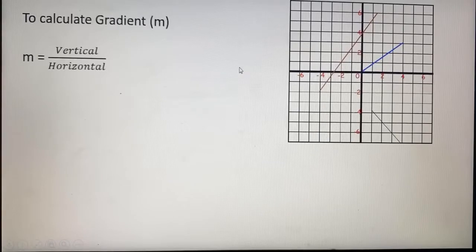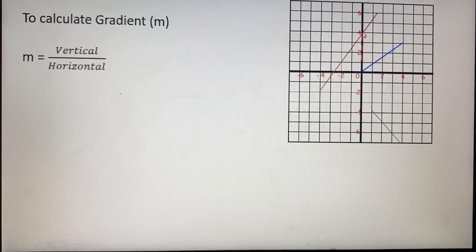A very straightforward, simple way of doing that is thinking about the vertical distance over the horizontal distance. So how far vertically over how far along horizontally. If we look at this line here, we take any 2 points on the line, so 2 points where it goes through. We could go further apart. Any 2 points on the line will calculate the gradient.